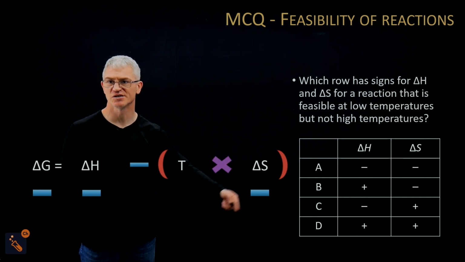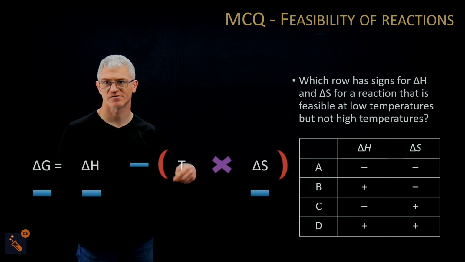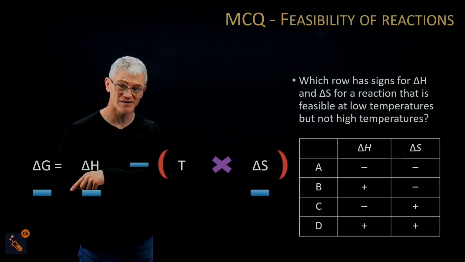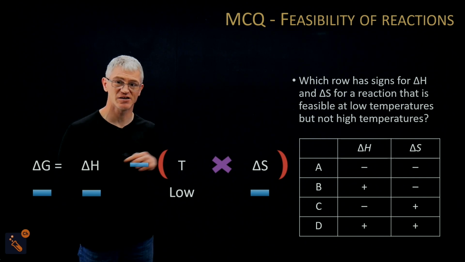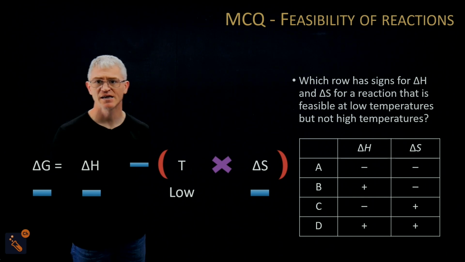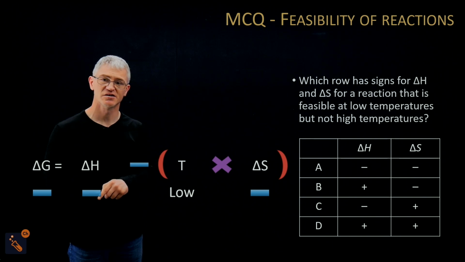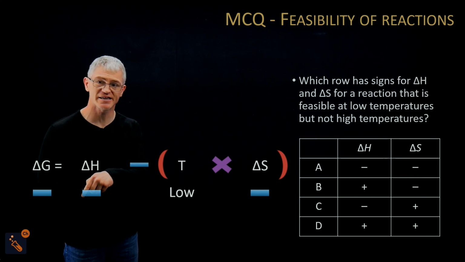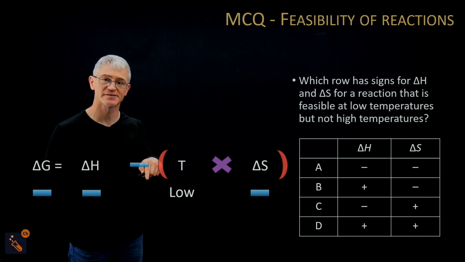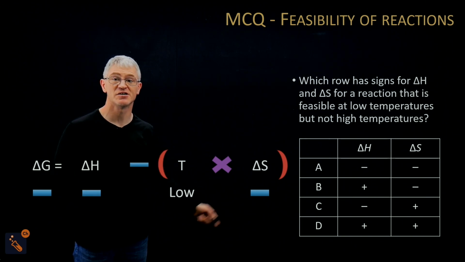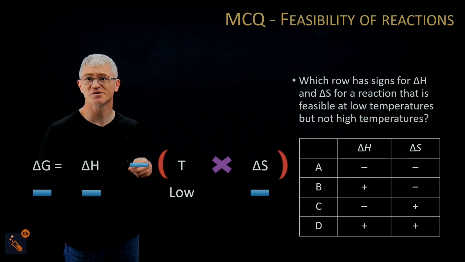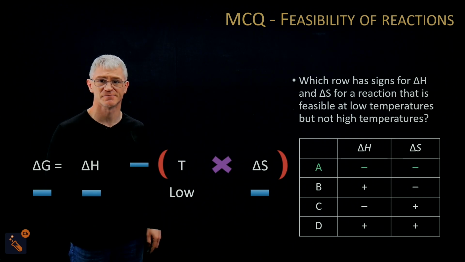Which means I want this to be a small number, okay? Because a minus is a plus. So I want this to be a small number. So this would be a negative number if that was a low temperature. If, though, this was at a high temperature, that would be a minus, so it would be a plus. So this negative value would be plus, and it would be a large number, which means it wouldn't be feasible if this was at high temperatures.